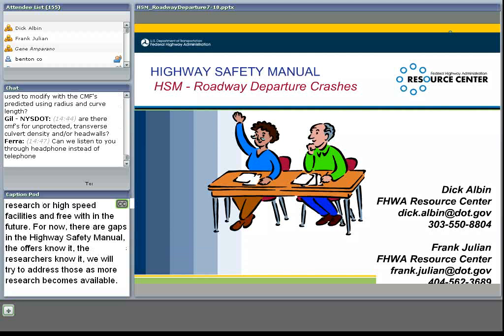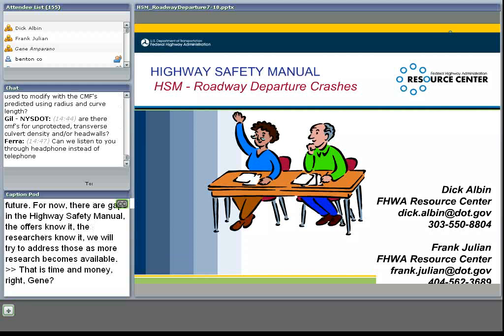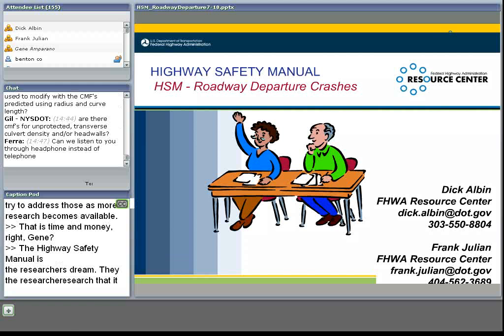The answer to that is just time and money, right, Gene? Yeah, well, John McFadden says the Highway Safety Manual's a researcher's dream. They've got tons of research that they can proceed on now.